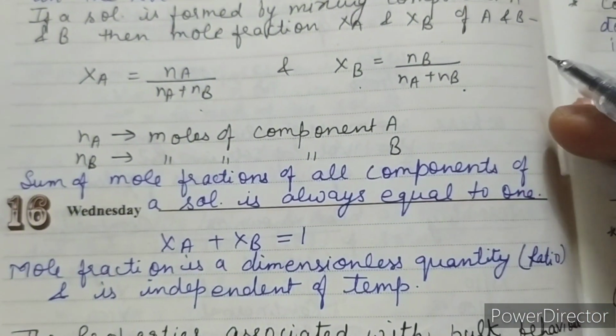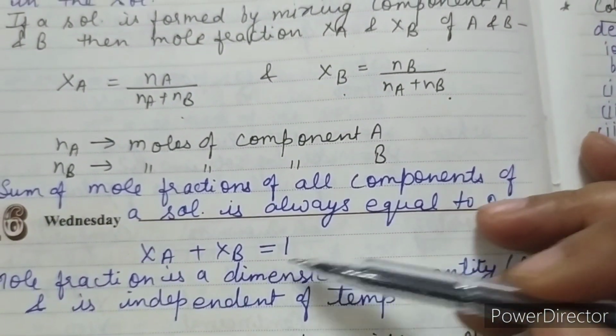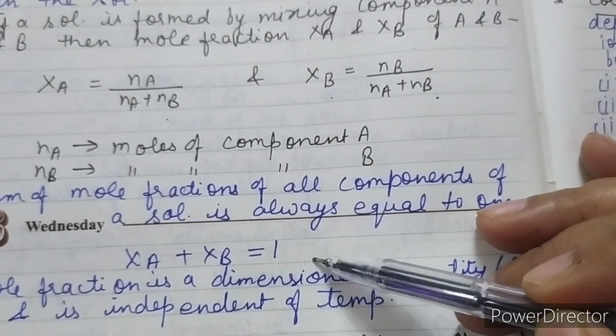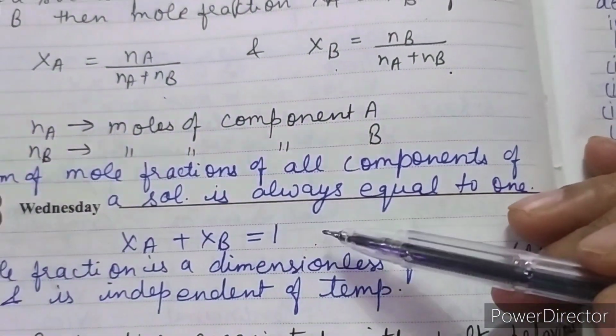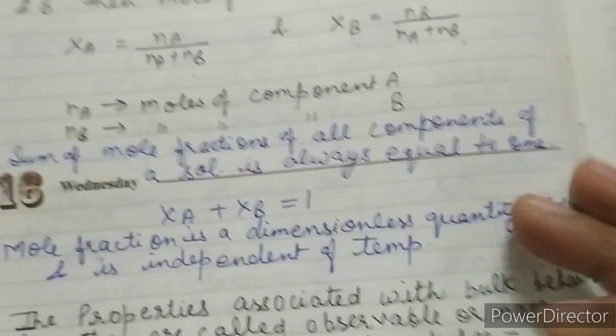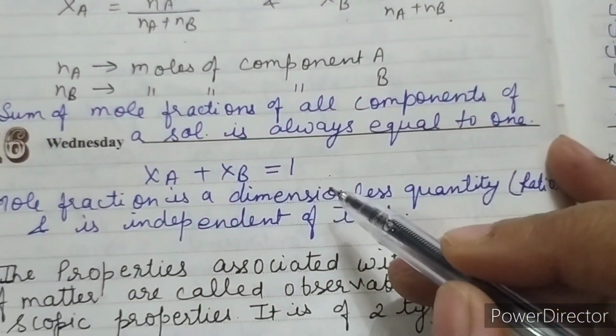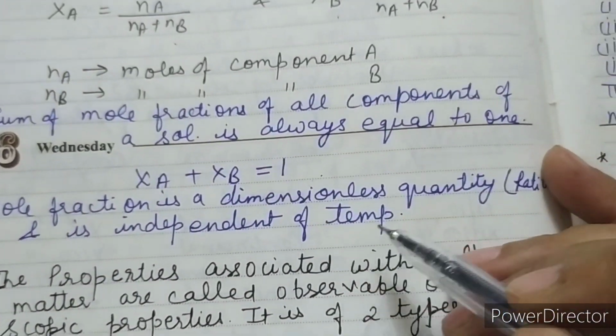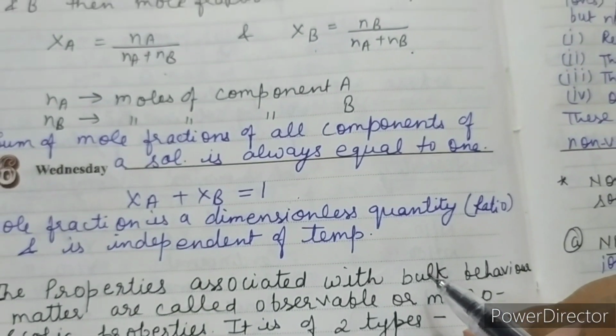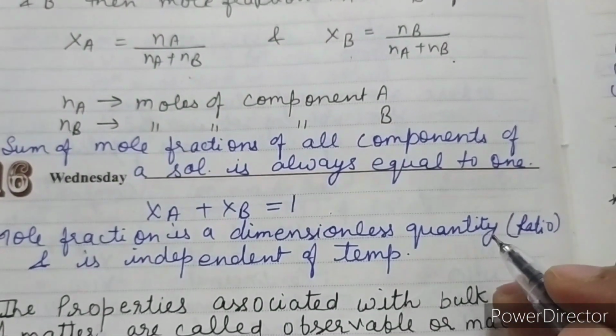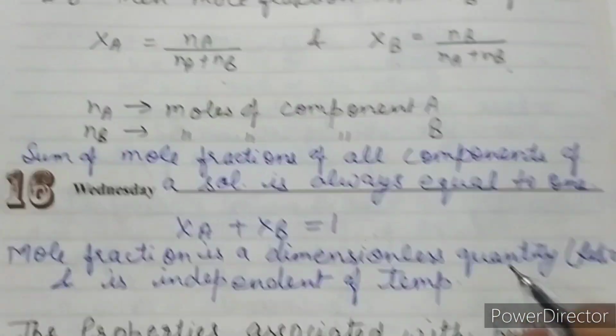And it is found that the sum of the mole fractions of all the components in a solution is always equal to 1. Whether 2 components, 3, 4 or more, the summation will always come to 1. Mole fraction is a dimensionless quantity because it is a ratio and therefore it is independent of temperature. So now let's solve one of the numericals associated with mole fraction.